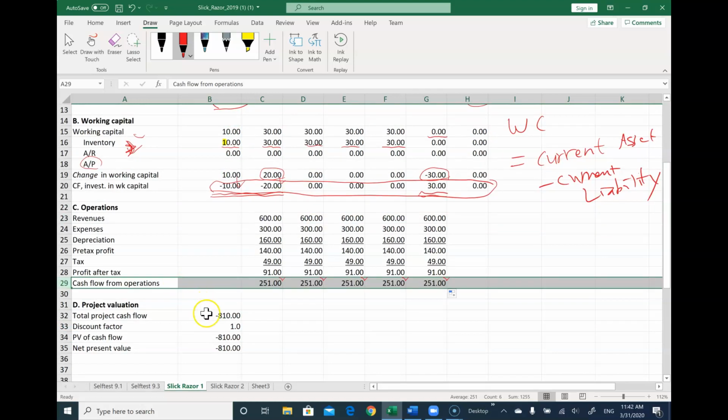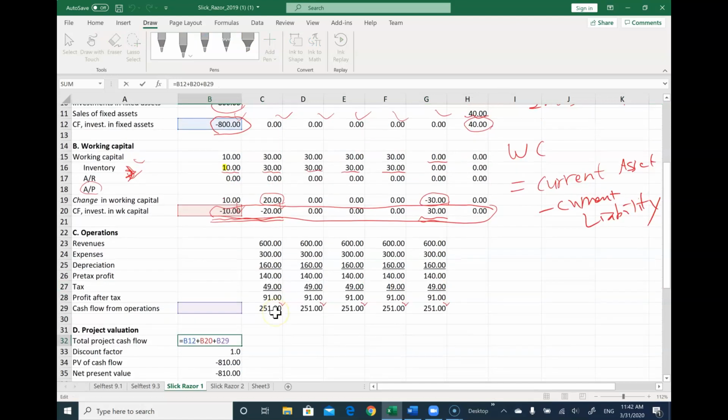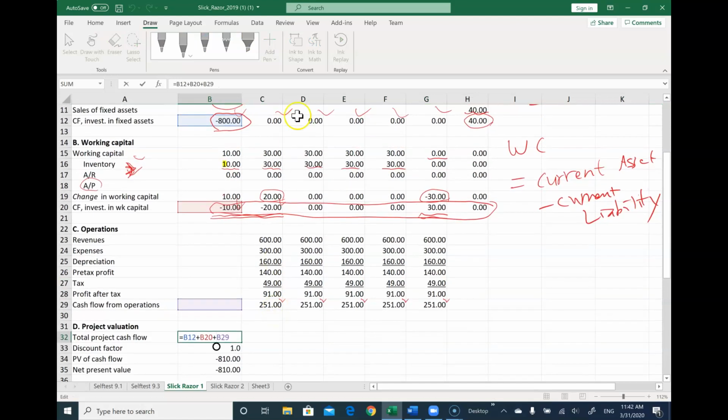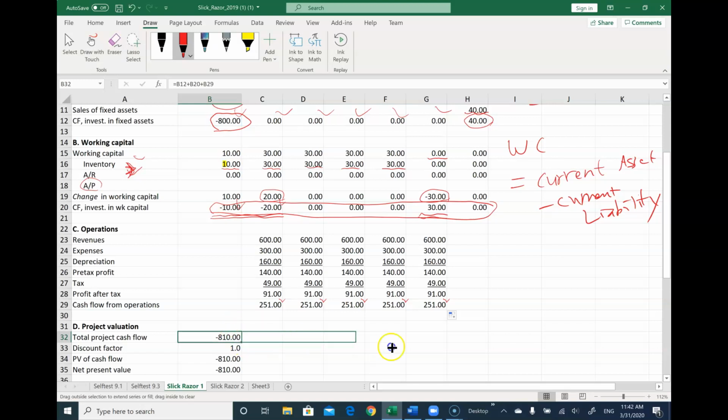Okay, so that's what we are doing here. So we are adding this cash flow to this one and to this one, right? So this is the total cash flow generated by an investment project. Okay, so when I scroll this thing down, right, this is the expected total cash flow that will be generated by this investment project.